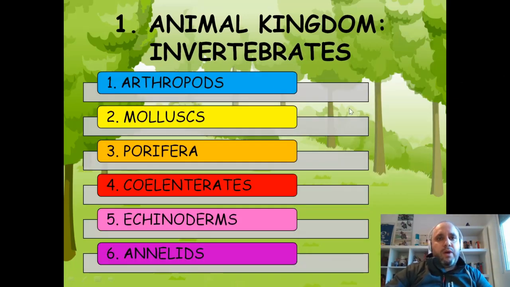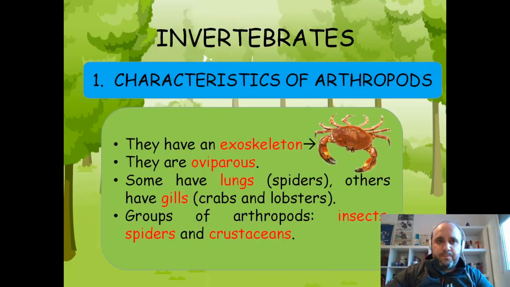So group number 1, arthropods. Number 2, mollusks. Number 3, porifera. Number 4, cnidarians. Number 5, echinoderms. And number 6, annelids. Let's go group by group.